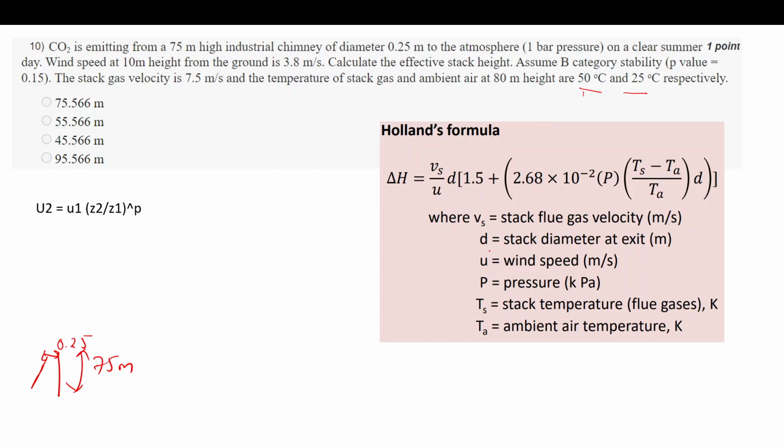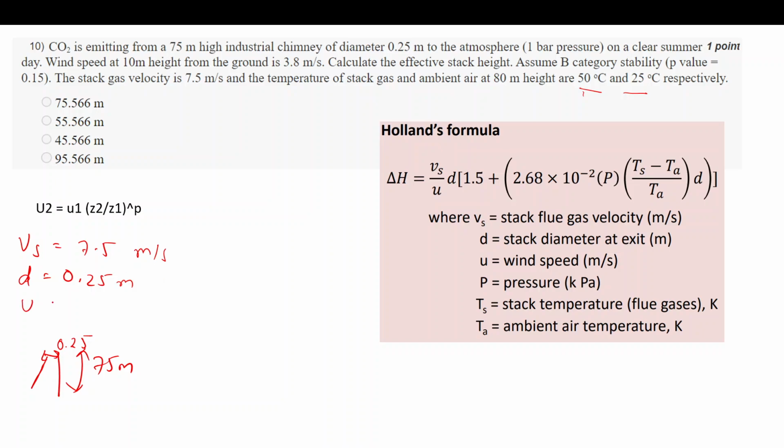So here, this is the formula which you need to use. What all data you require, first let's see whether they are all given to you or not. Stack flue gas velocity you require. That is given to you, right? Vs is 7.5. D is the stack diameter at exit. That is also given. D equals 0.25 meters.